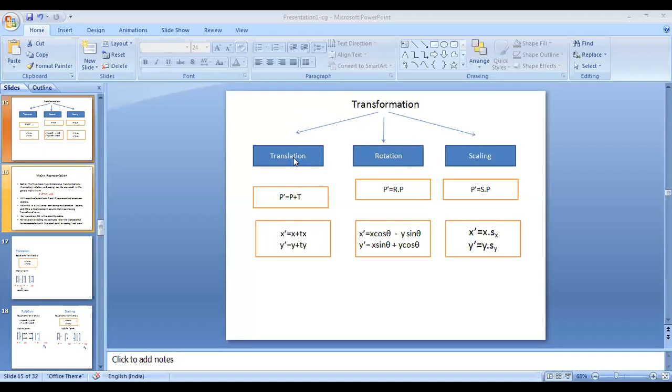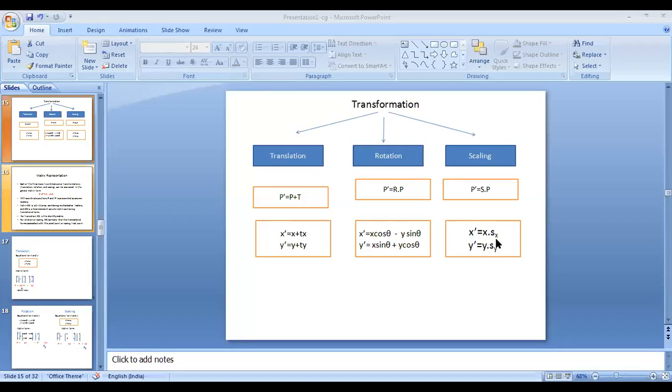For the translation, it was p dash is equal to p plus t, and this is how I find the new coordinates: x dash is equal to x plus tx, y dash is equal to y plus ty. Coming to rotation, the general equation was p dash is equal to r into p, where x dash was x cos theta minus y sin theta, and y dash was x sin theta plus y cos theta. And for scaling, it was p dash is equal to s into p, where x dash was x into sx, sx being the scaling factor, and y dash is equal to y into sy, sy being the scaling factor.